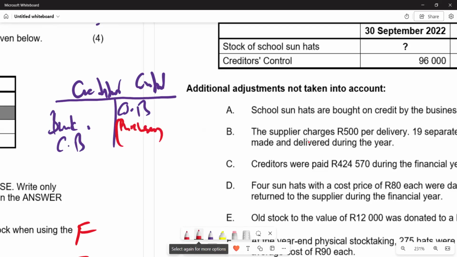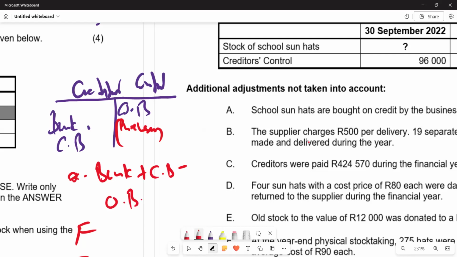So that's the figure that we are looking for. So to get the figure, we're just going to say your bank, the amount that has been paid, plus your closing balance, then you less your opening balance. Then you get the figure for your purchases. So this is exactly the formula that we are going to use. So you can just try by looking for the figure for bank that we have.